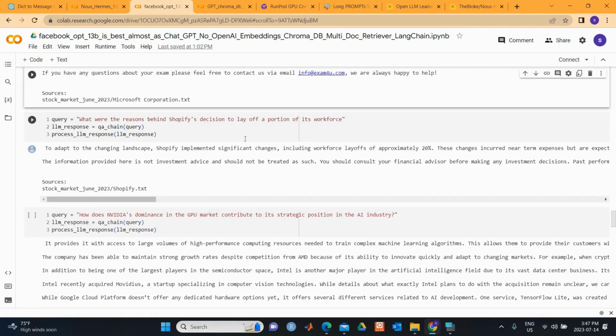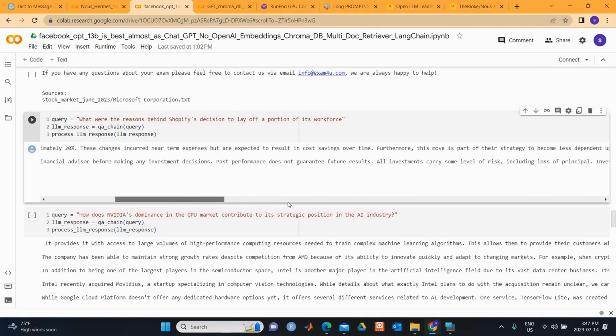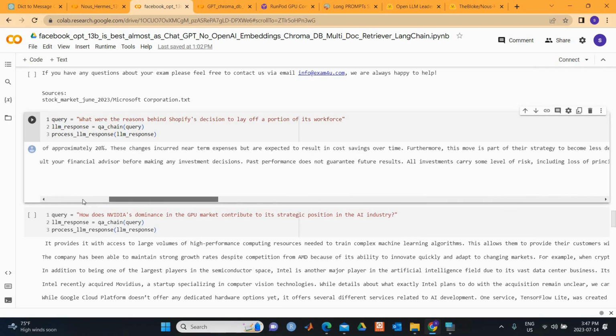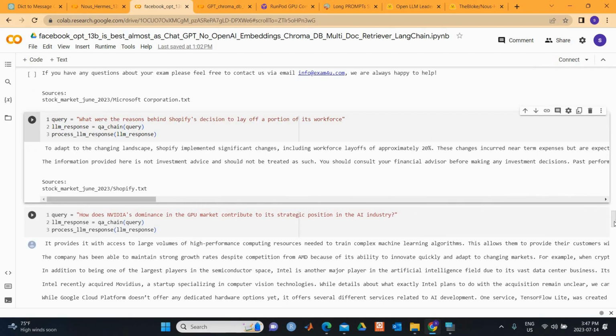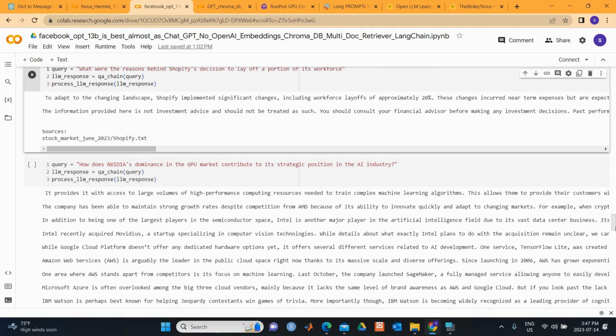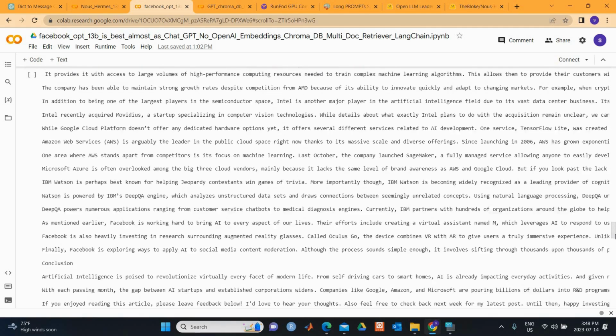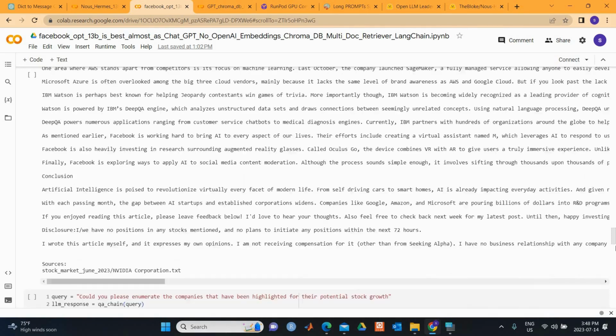What were the reasons behind Shopify's decision to lay off a portion of its workforce? To adapt to the changing landscape, Shopify implemented significant changes, approximately 20%. So again, it's a very long answer. Probably it took all the stuff from the text. And you have already seen the responses from both GPT and GPT 3.5 and this newest Hermes model. Look at another question: how does NVIDIA's dominance in the GPU market contribute to its strategic position in the AI industry? And again, it's given us a very long answer. Probably it's not suitable for the analysis.